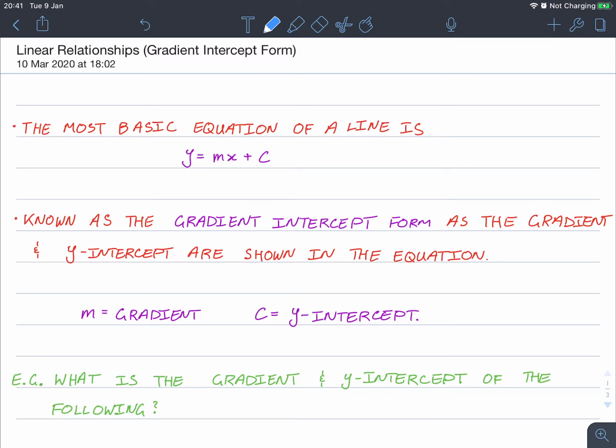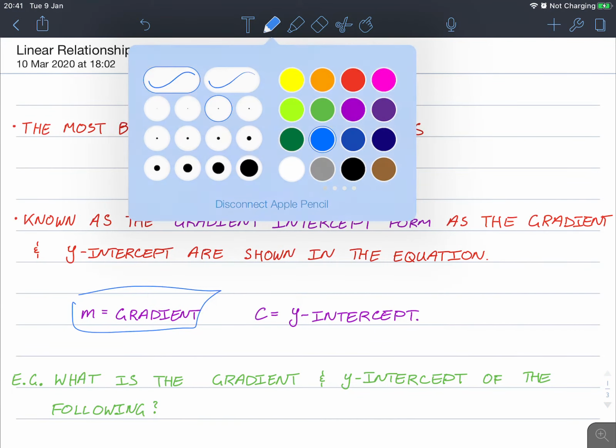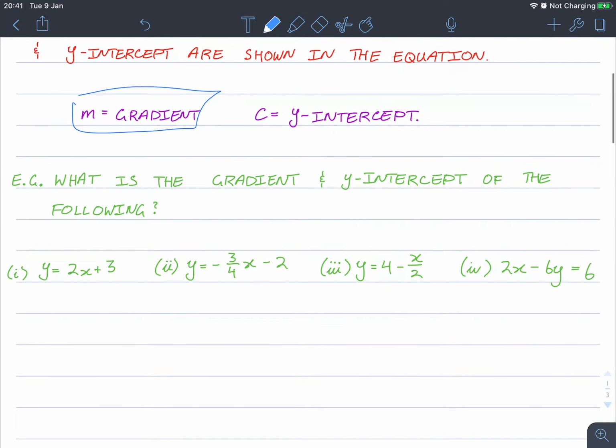In this video we'll be looking at the gradient intercept form. The most basic equation of a line is y equals mx plus c. This is known as the gradient intercept form, as the gradient and intercept are shown in the equation itself. So the value of m is the gradient, and the value of c, including its sign, is the y-intercept. We'll be looking more into this right about now.